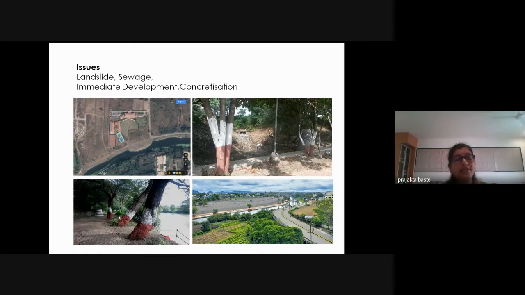In most of the cities across our country and internationally also, we will find that the sewage lines get developed in these riparian zones. And if these sewage lines are not maintained correctly, they are a big agent of pollution, polluting the riparian zone and the river water.